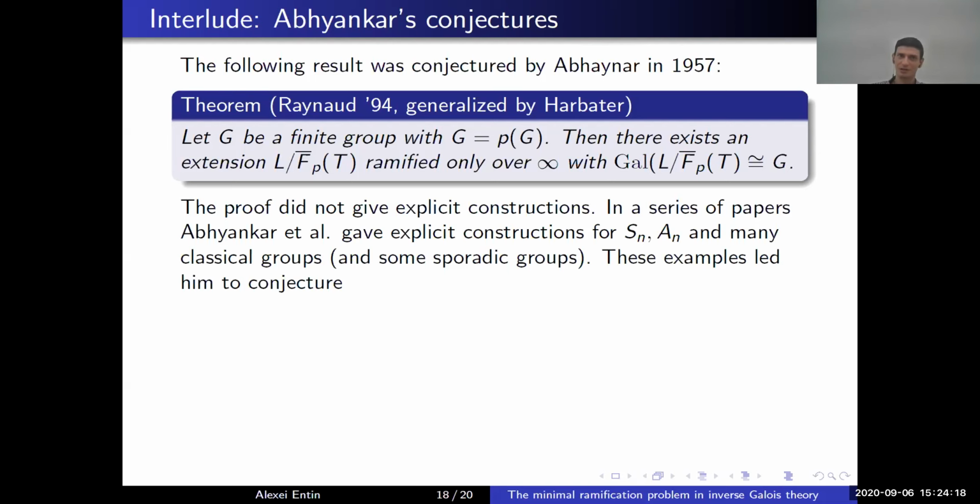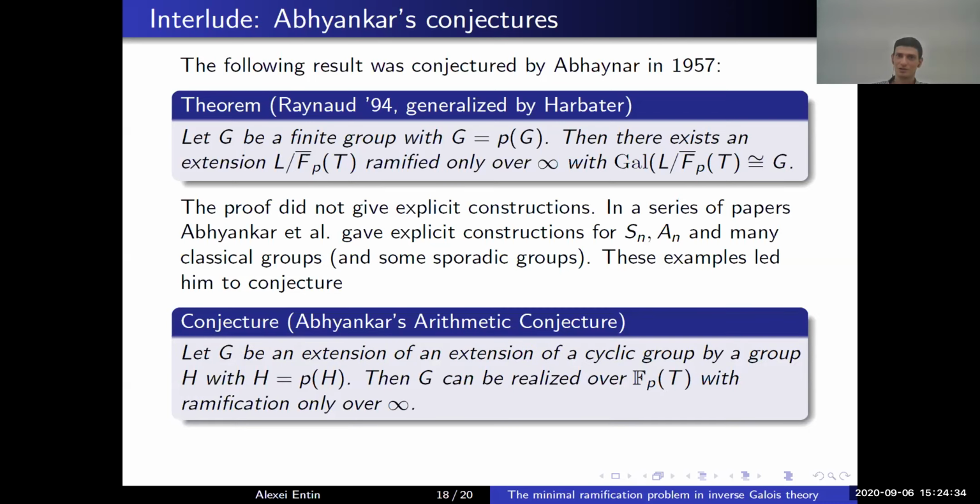And the proof doesn't give an explicit extension for every group, but in a series of papers, Abhyankar and some collaborators actually wrote down explicit constructions for Sn, An, and many classical groups and some sporadic groups. These examples led him to the following conjecture. So this is still wide open. The conjecture says that if G is an extension of a cyclic group by a group satisfying H equals p(H), then G can be realized over F_p(t) with ramification only over infinity. So this is very similar to Abhyankar's conjecture over F_p bar, except we remove the bar.